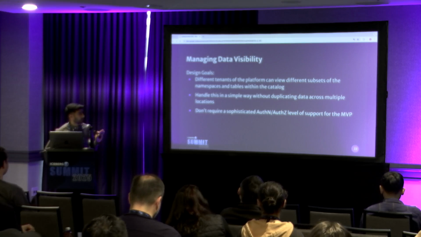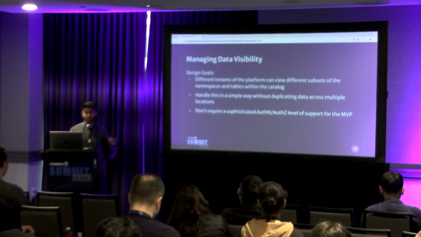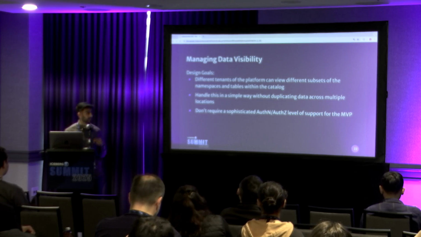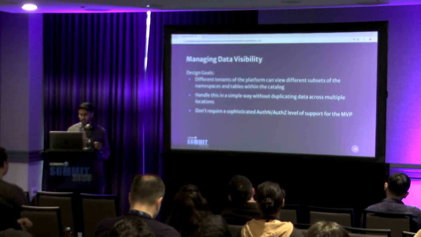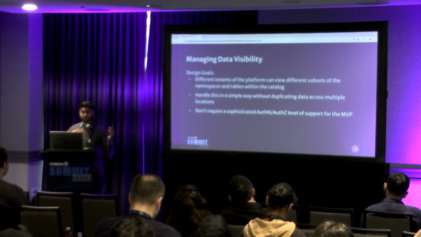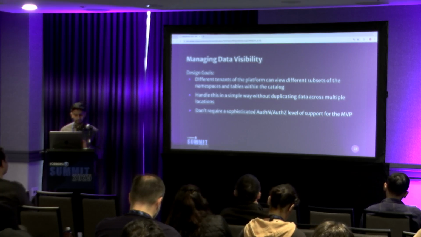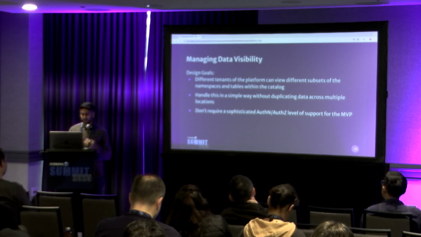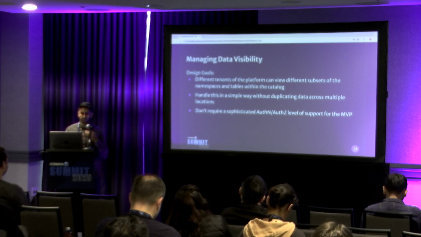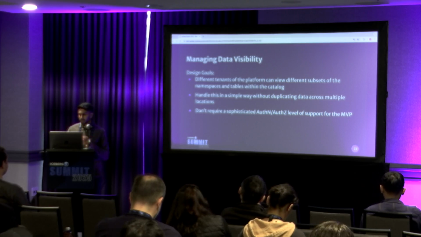Another characteristic of our architecture that I want to talk about is how we manage data visibility. Some design goals that we had here: we wanted different tenants of the platform to view different subsets of the namespaces and tables within the catalog. We also wanted to handle this in a simple way without duplicating data across multiple locations. And this especially was the case when we were thinking about environments.